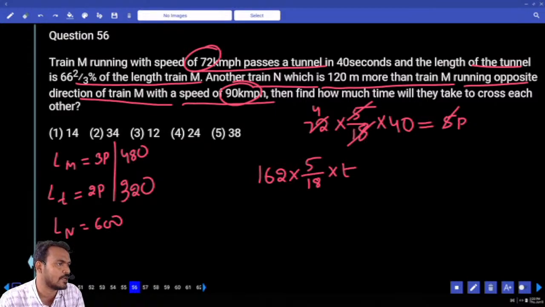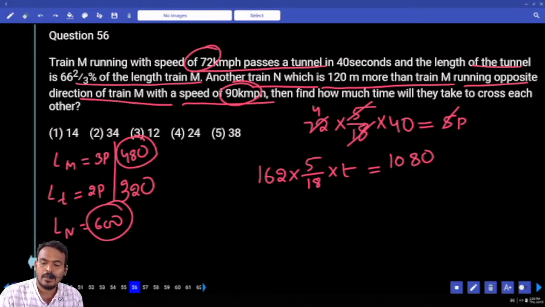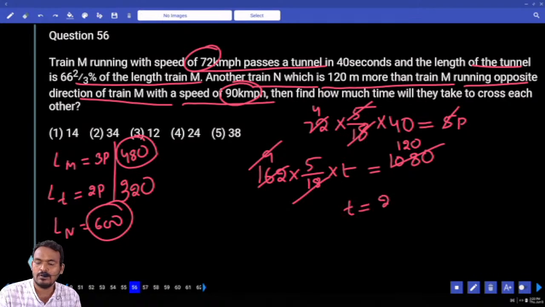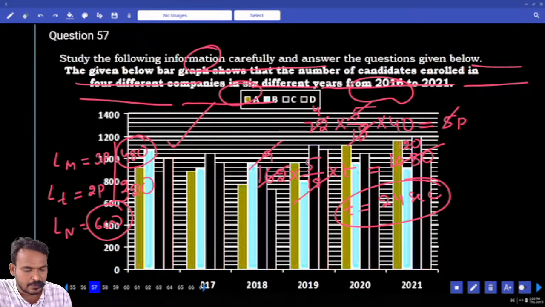That is speed into time or speed plus time? Speed into time. That is equal to distance value. One is length of the first train, another one length of the second train. What is the total distance? 1080. 18 almost 9 times 100. 9 how many times? 120 times 100. 5t equal to 120, t equal to 24 seconds. What is the question here? How much time? Next question number 57.